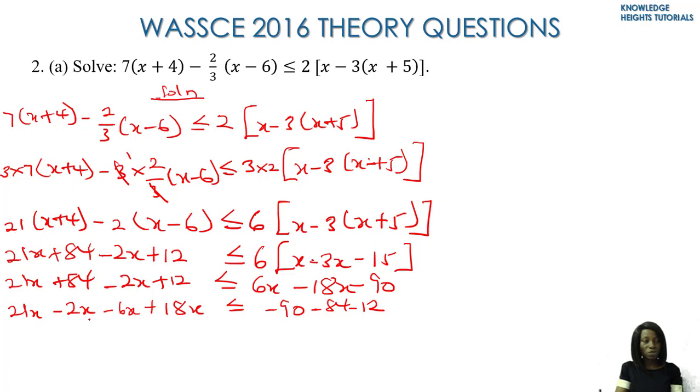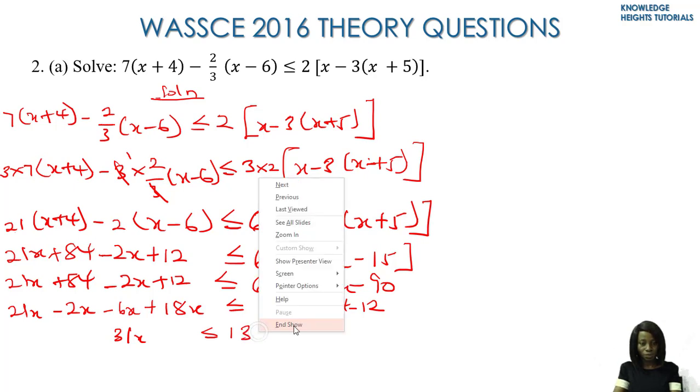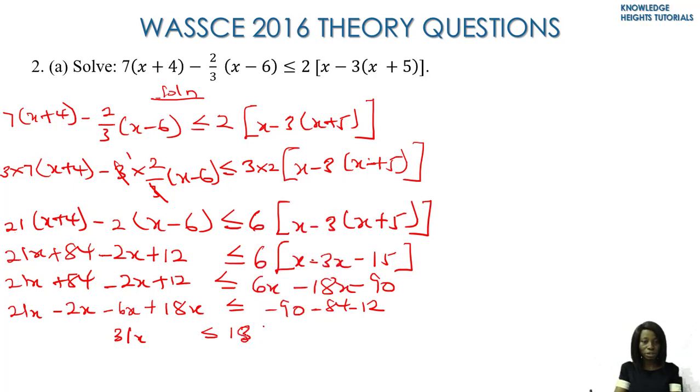21x minus 2x will give us 19x. 19x minus 6x will give us 13x. 13x plus 18x will give us 31x. So less than or equal to, using our calculator, let's quickly find this one. It gives us 186, sorry, 186. So we divide both sides of the equation by the coefficient of x, which is 31. So x is less than or equal to negative 6.